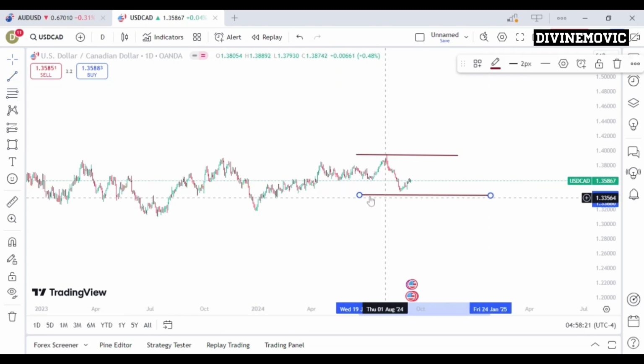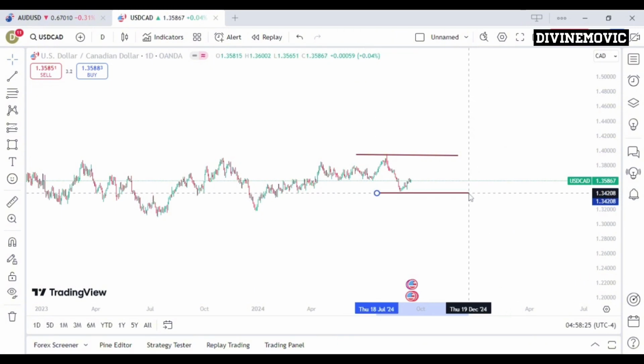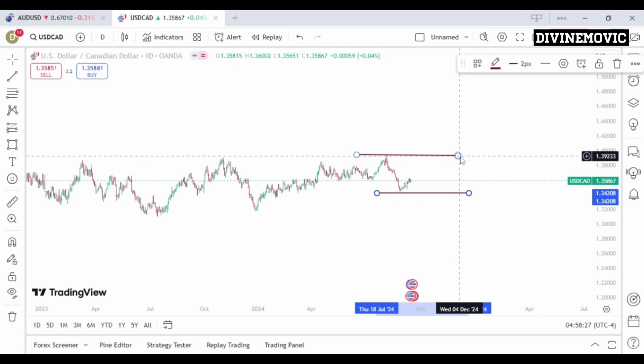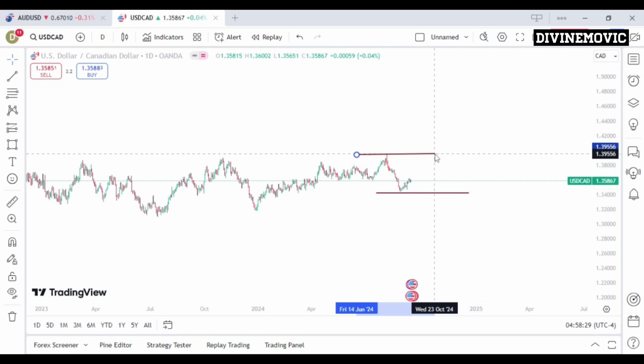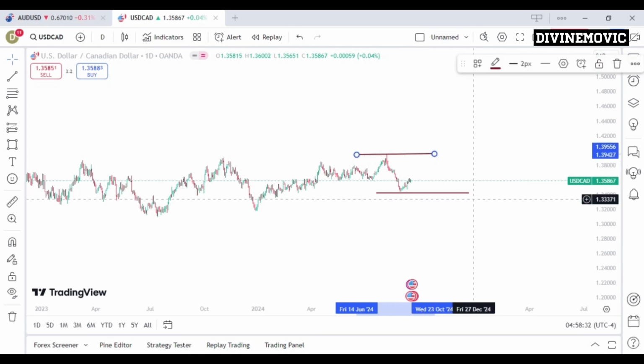Our interest now is simply to understand how price is behaving at these levels. How is price behaving at the support key level and how is price behaving at the resistance key level? That should be your interest. That means all of those things we have seen previously are no longer important. The important thing is what price is doing at the key levels.